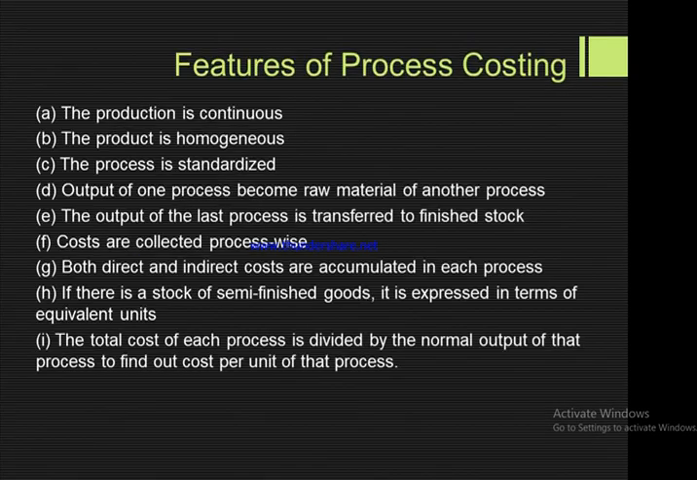The features of process costing. This method of costing is basically used in those industries where the production is continuous, production is homogeneous, and the process is standardized. You can understand this in the case of pharmaceutical industries, shoe manufacturing, orange juice manufacturing industries, or the plastic industry. So normally we can see the application of this process costing.